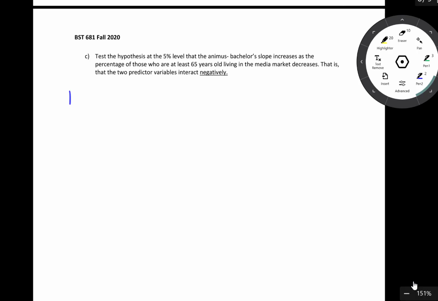So let's look at what our hypotheses are in this case. For our null hypothesis, notice that we're interested in the interaction term. So we're only interested in beta 3 for this hypothesis. And we're interested in if the variables interact negatively. So here we're testing to see if beta 3 is less than 0. If we were just testing to see if they interacted, then we would have not equal to 0. Positively would be greater than 0. And of course negative is less than 0.